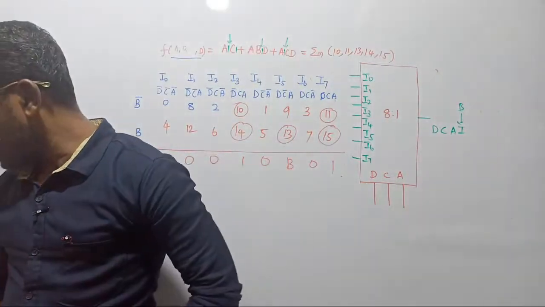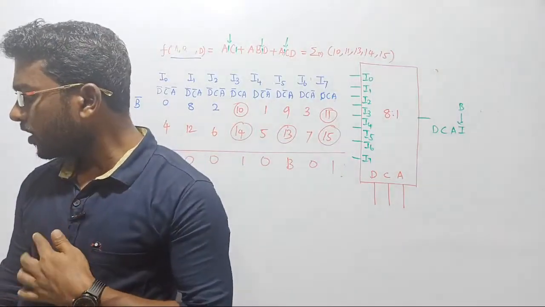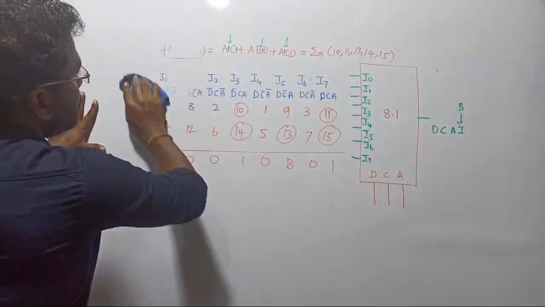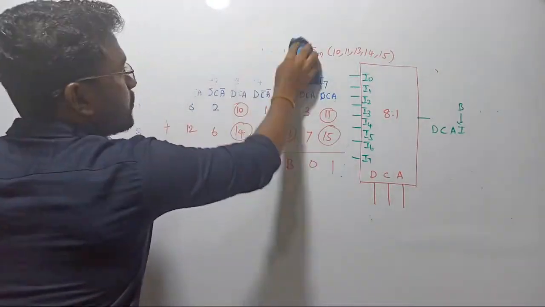See, let's realize the next question. The minimal product of some function described by the K-map, right? So let me select the next one. So let us rub this one.